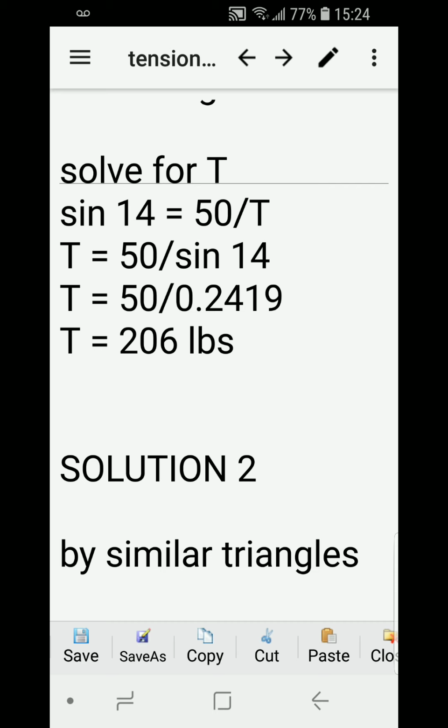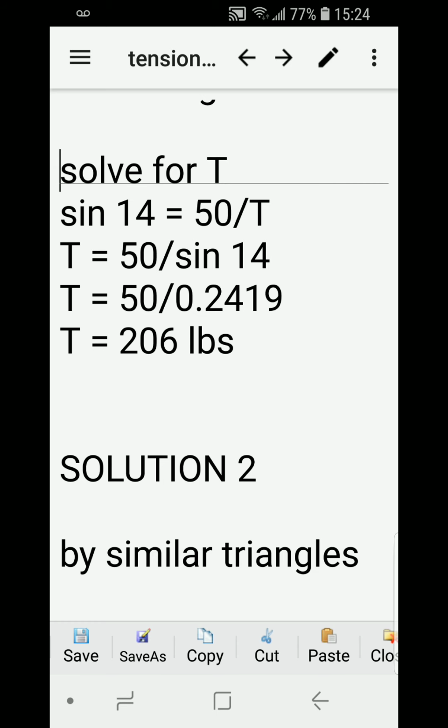So we solve for T. We find sine 14 degrees is equal to the opposite, which is 50 pounds, divided by the hypotenuse. T is the tension, and T therefore is 50 divided by sine 14. T is equal to 50 divided by 0.2419. We find T is 206 pounds. A little bit longer solution.